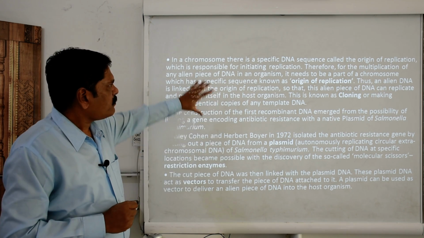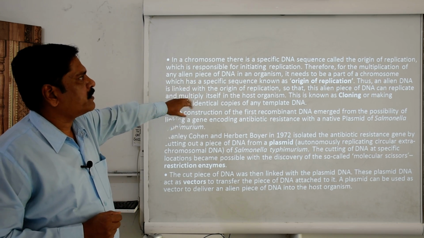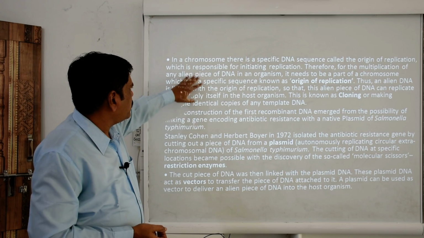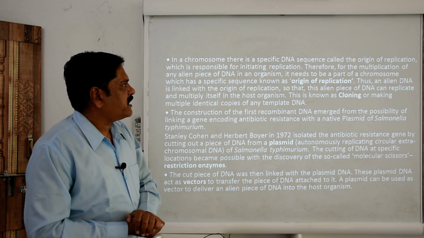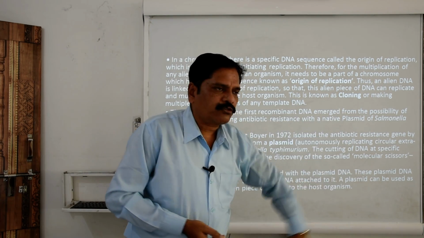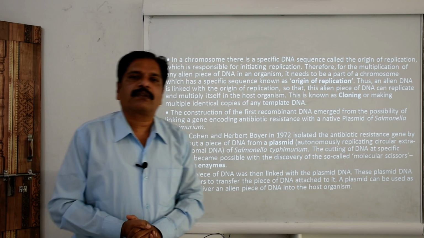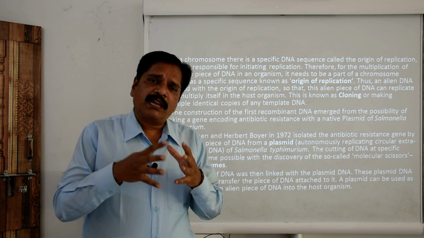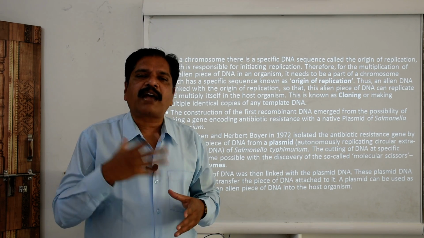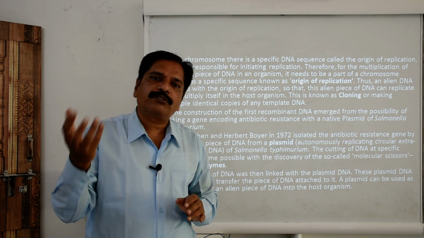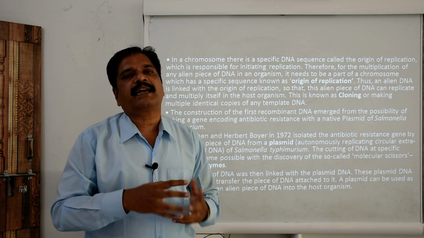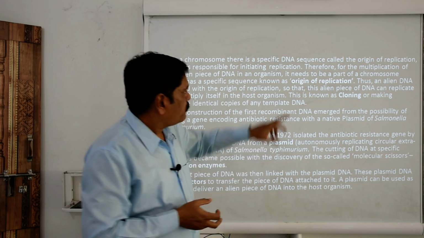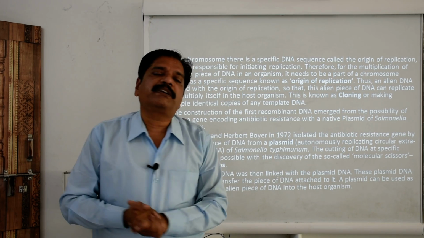Okay, see that. Two basic terms we want to explain here. One is the origin of replication, and second is the alien DNA, and finally this term with which you are quite familiar, that is cloning. So first of all, what is the alien DNA? The alien DNA is such desired DNA which we want to introduce into the pre-existing genetic material. And for this procedure we need the origin of replication.